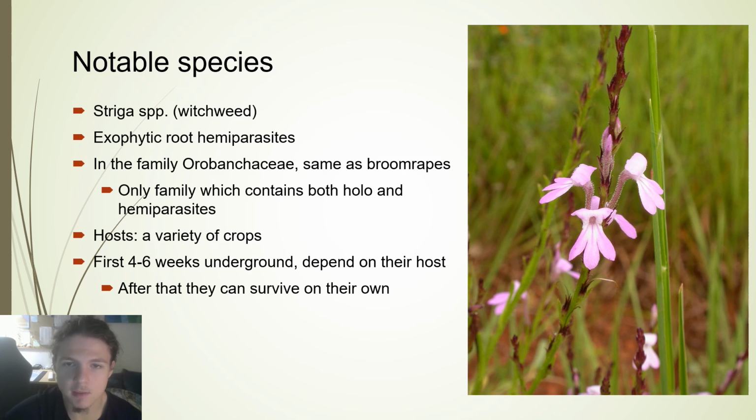The genus of parasitic plants, the Striga, or the witchweed, is in the same family as the broom rapes, which makes it the only family to have both holoparasites and hemiparasites. Similarly to broom rapes, they spend some time underground, but in the case of Striga, they emerge later as fully functional plants and they no longer require their host to survive.